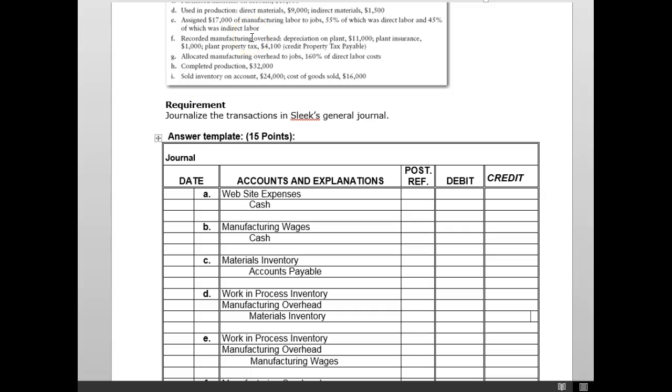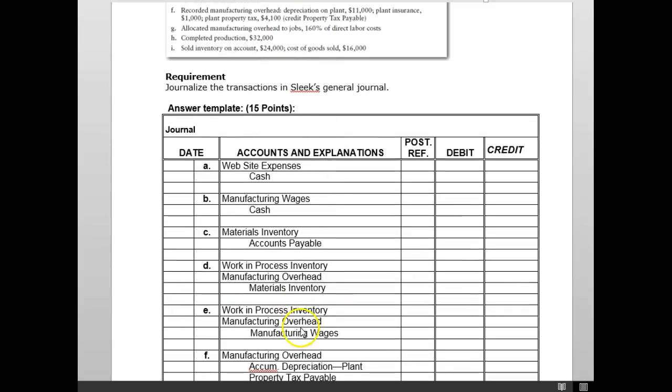E, they assigned $17,000 of labor to jobs, 55% of which was direct labor and 45% which was indirect labor. So again, indirect labor is going to go into the manufacturing overhead, and then the direct is going to go to the work in process. F, they recorded manufacturing overhead, depreciation on plant, plant insurance, and plant property tax.